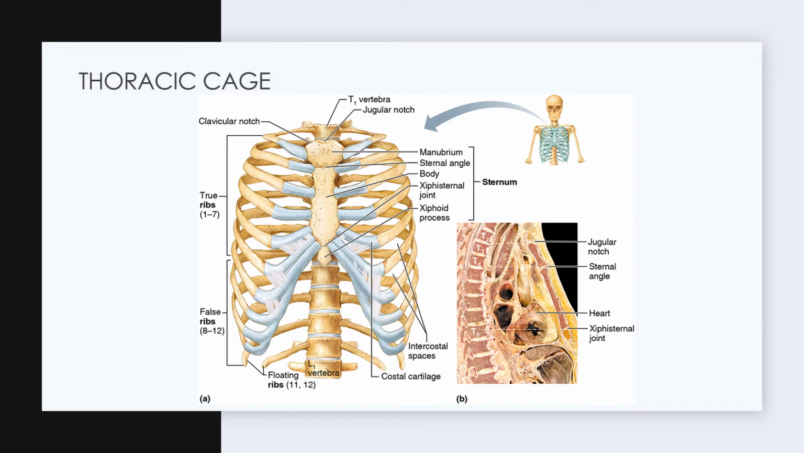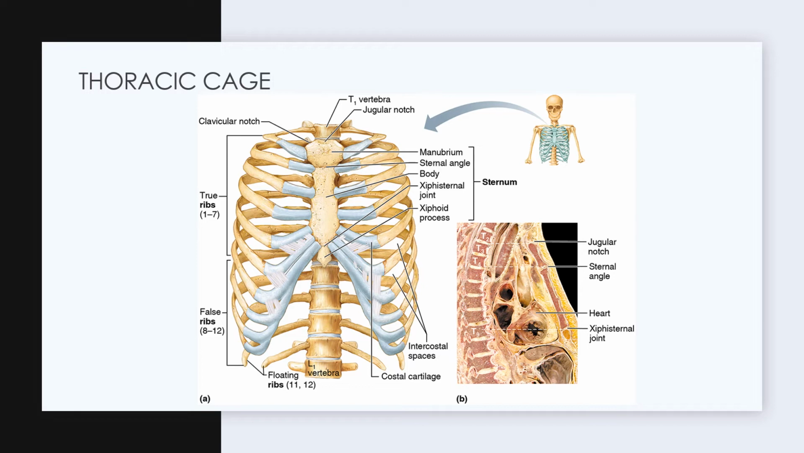You can touch it on your own body and feel it. It's a typical flat bone, and it's the result of the fusion of three bones. So the manubrium, body, and xiphoid process. So we can see that in the image here. The body is the main part, or the largest part of the sternum.